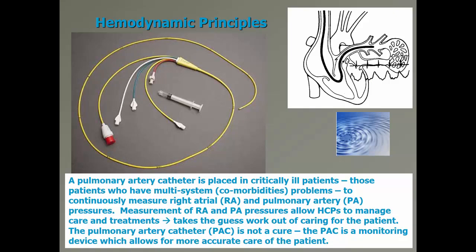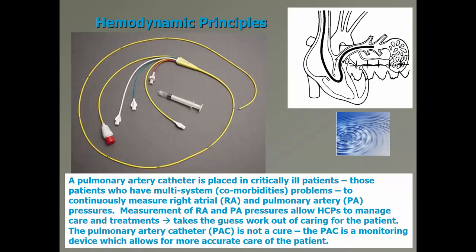So how can we take the guesswork out of taking care of critically ill patients? Well, a physician can place a pulmonary artery catheter in the patient. Now, are you likely to see this catheter? No, probably not. Unless you're at a facility that does bypass surgery or transplants or very, very critical surgery, because the anesthesiologist will often put these pulmonary artery catheters into patients who are very, very sick.